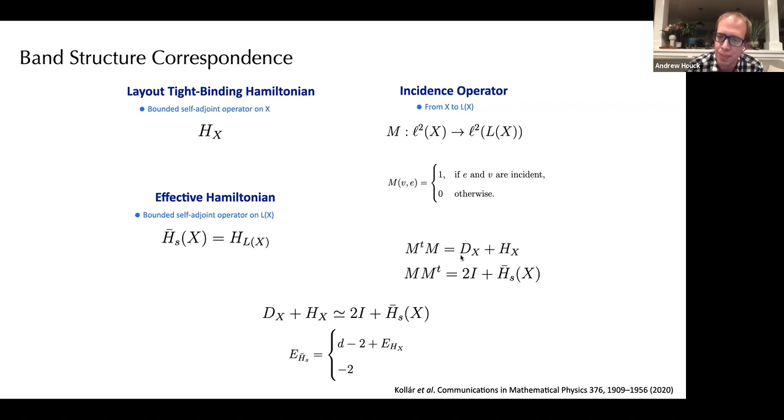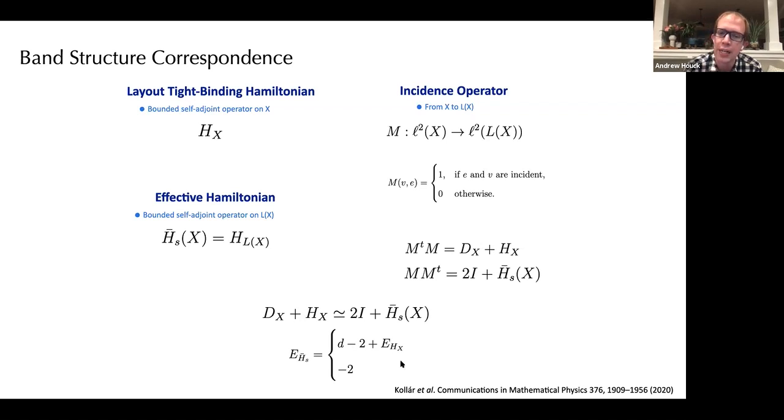That is, every eigenstate of dx plus hx has a corresponding eigenstate of 2i plus hs with the exact same eigenvalue. So these have an eigenvalue correspondence, and that tells you that the eigenvalues of the line graph have to be the eigenvalues of your original graph minus 2 plus the degree of each vertex. And this is why the graphene lattice shifted up by 1, because that's a degree 3, and the square lattice shifted up by 2, because that's degree 4, and everything else is in the kernel, so everything else sits at minus 2. And so this allows you to show that every line graph is going to give you a flat band at minus 2.